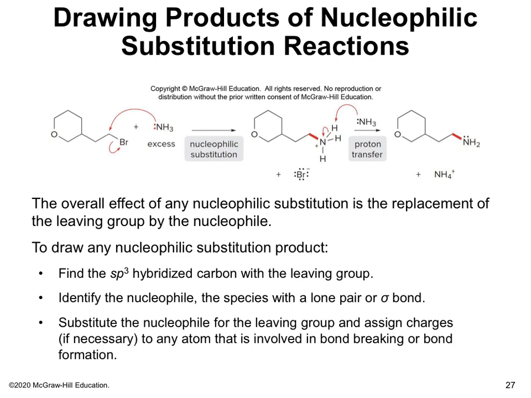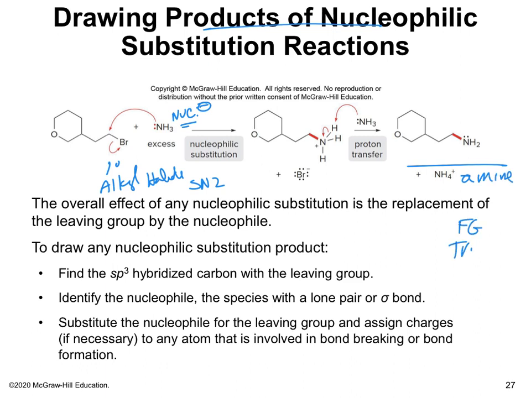Drawing products. You need to be able to draw products. So here, this is a primary. This is your nucleophile. And it's going to be an SN2 reaction. And then you went from an alkyl halide to an amine. And you see how you got a functional group transformation?